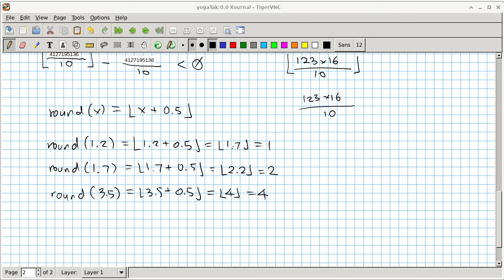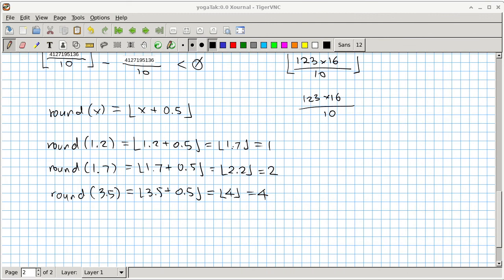Even if you replace the 3.5 there with a 3.6, then you have 3.6 plus 0.5, which is 4.1, which goes back to 4 because of the floor. So it makes sense. Okay.